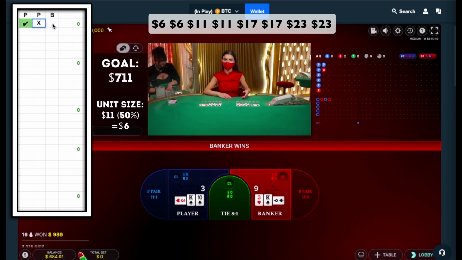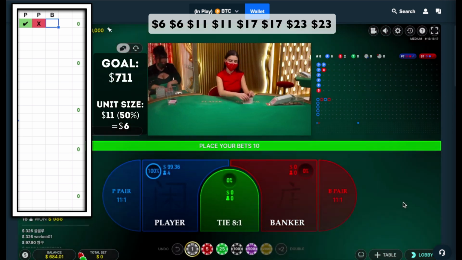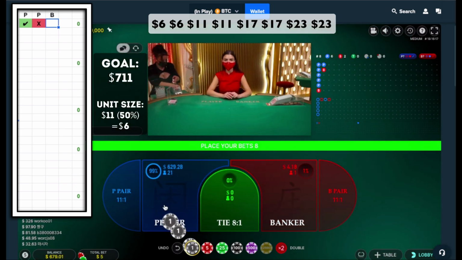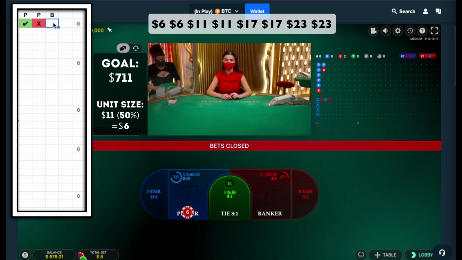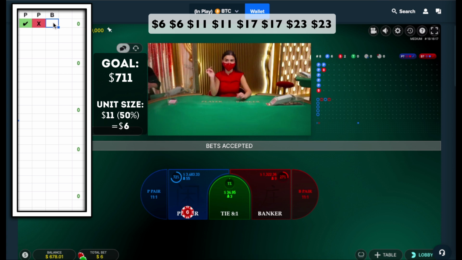Banker wins. This is an X. So I'm looking for the X here. I will place a $6 bet on player. We're starting with 50% of our unit size. If we lose, we move 1 to the right. If we win, we will move 1 to the left.